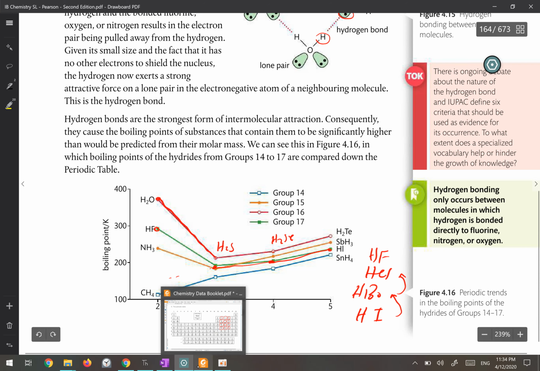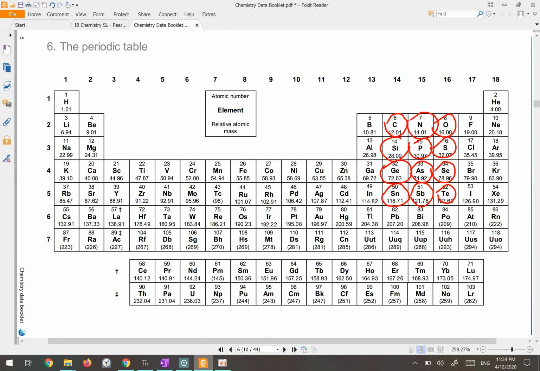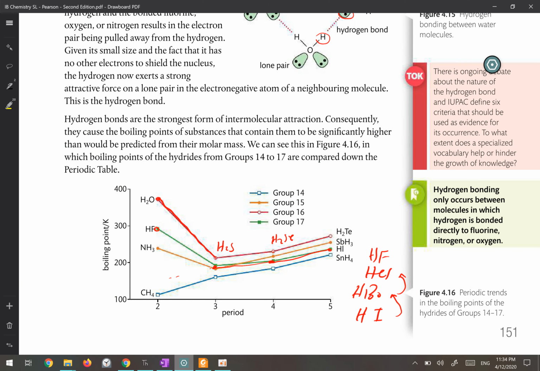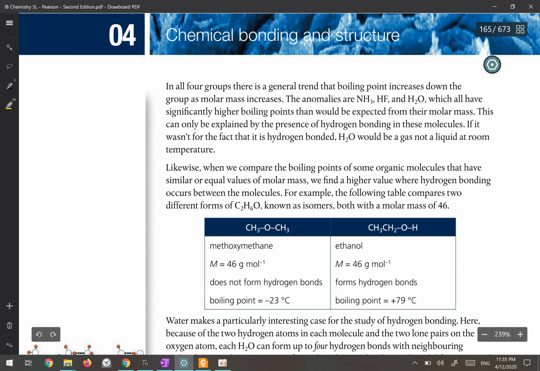And you can see in the periodic table, the hydrogen bond forms between the hydrogen and only these three elements, F, O, N. Okay, let's go back to your textbook. So this is important. Hydrogen bonding only occurs between molecules in which the hydrogen is bonded directly to fluorine, nitrogen, or oxygen. So maybe in one molecule you have hydrogen and you have oxygen, but the hydrogen is not connected to the oxygen. In that case, you don't have a hydrogen bond. So be careful in the questions.